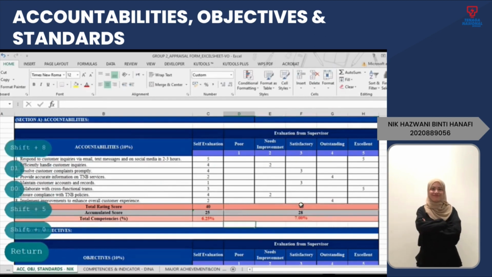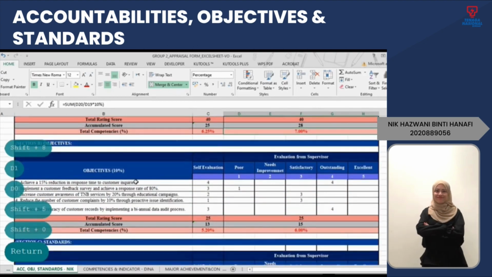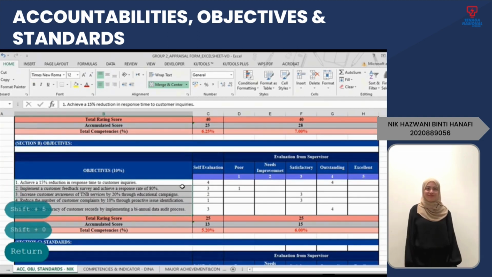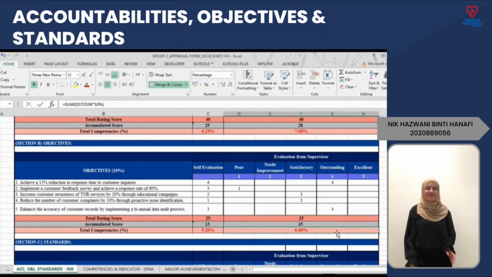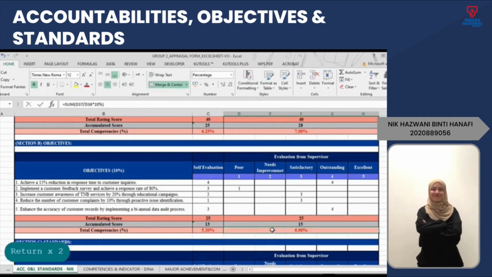Moving on to part B, we focus on employee objectives. This is a specific goal set for the performance period. Again, employees rate their own performance and the cumulative score reflects their overall achievement in meeting this objective. So for this part, the calculation is still the same, with the cumulative score of Fazura getting 15 and the total competency getting 6% out of 10%.